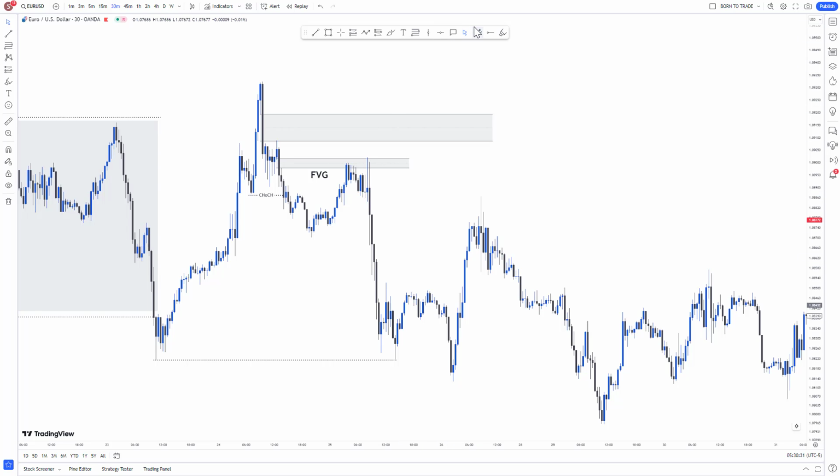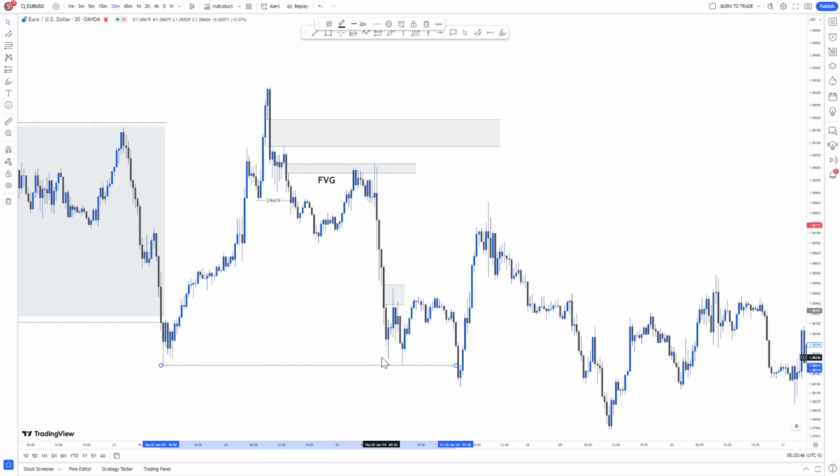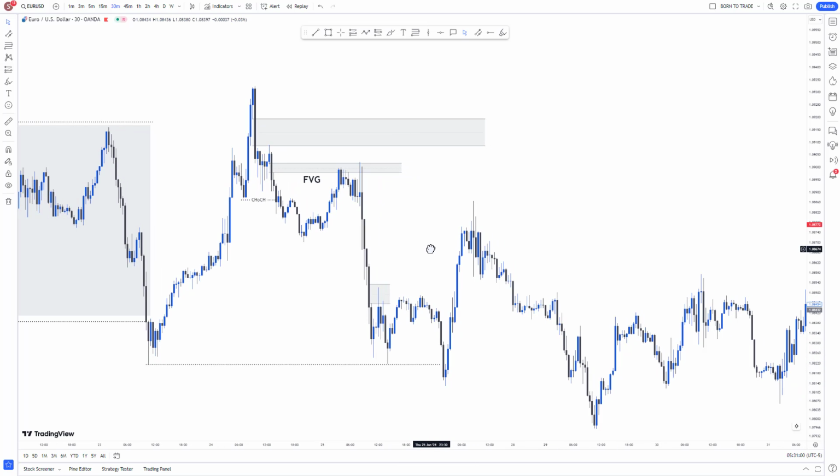But what you see price do is price comes back, rebalances this inefficiency we have right here, and you see price comes, taps at this equal low. You know, equal lows are more like liquidity areas, and when you see these equal lows, there's possibility that price is going to sweep the liquidity and is going to continue in the opposite direction, right? We're going to expect a liquidity sweep.